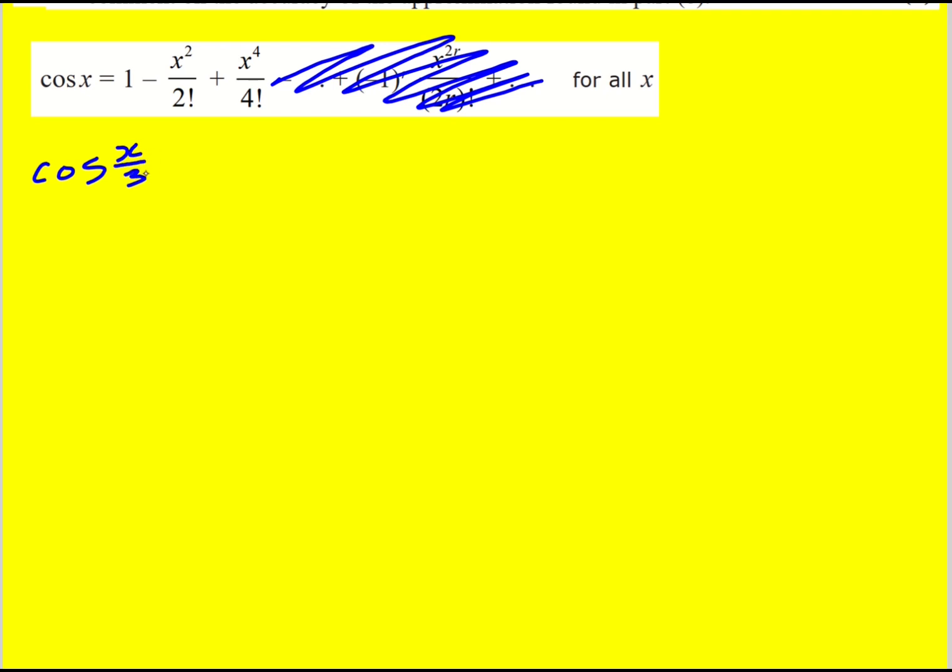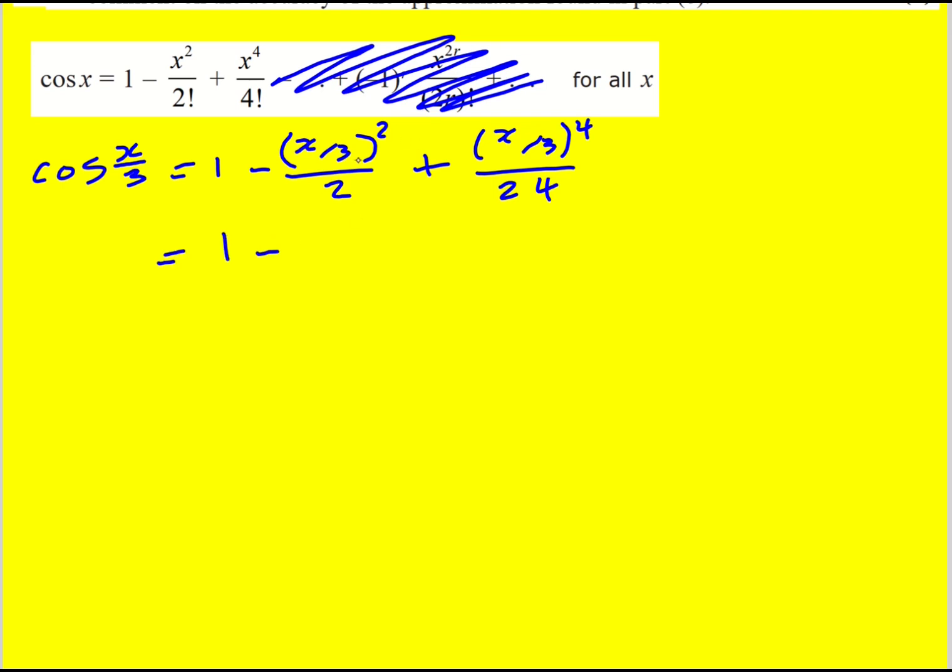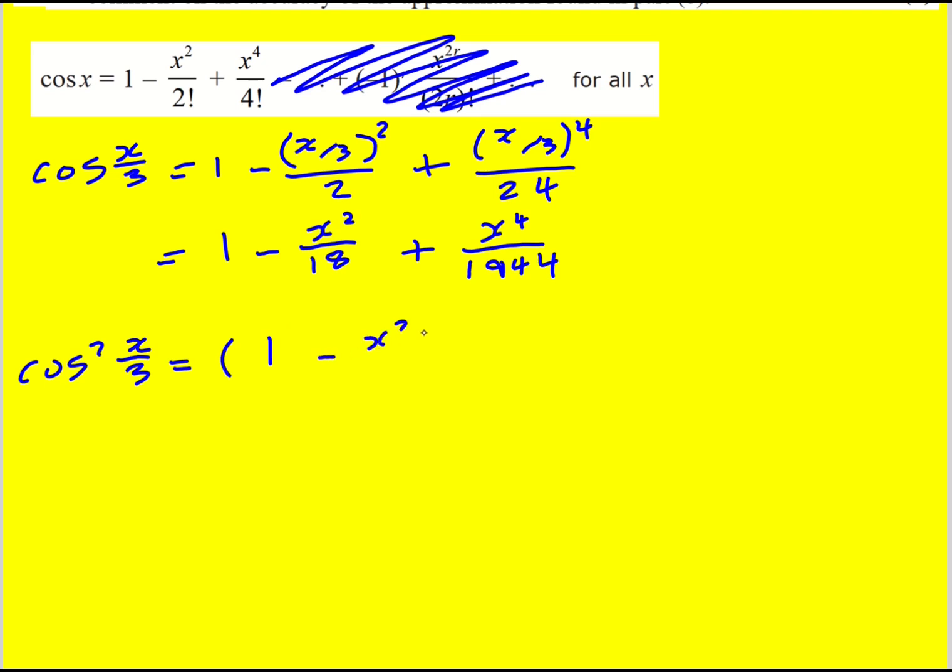Then cos of x over 3 is going to be 1 minus (x over 3) squared over 2 plus (x over 3) to the 4 all over 24. That gives us, we're dividing by 9, then by 2, x squared over 18. And then, okay, you probably want your calculator for this one. You're going to be dividing by 81, and by 24 ends up being x to the 4 over 1944. So that means cos squared x over 3 is just this times by itself.